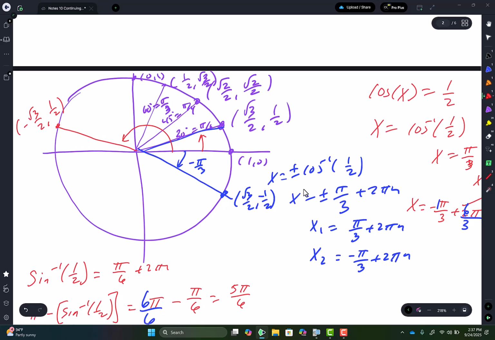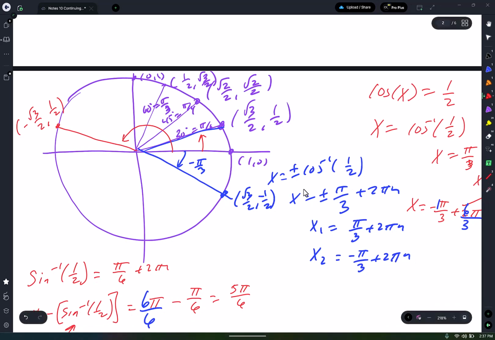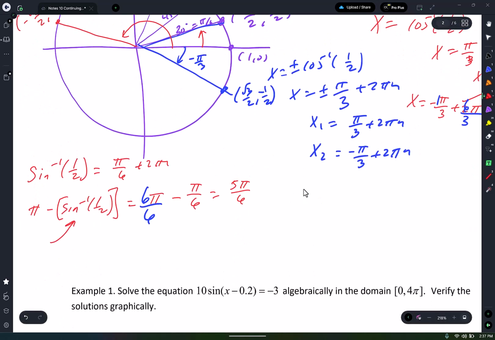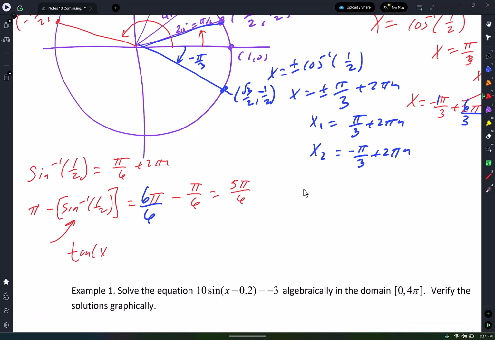I'm going to see if I can do it easy, guys. So let's say I told you I want to know where tan x equals 1. So I'm going to do inverse, and I'm going to say x equals arctan of 1.